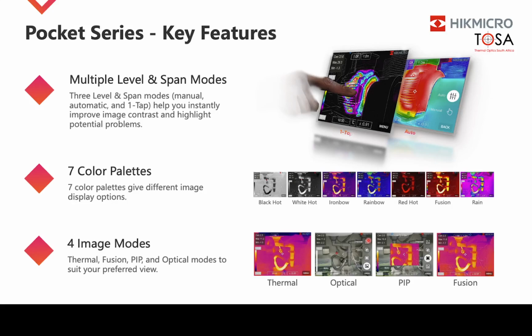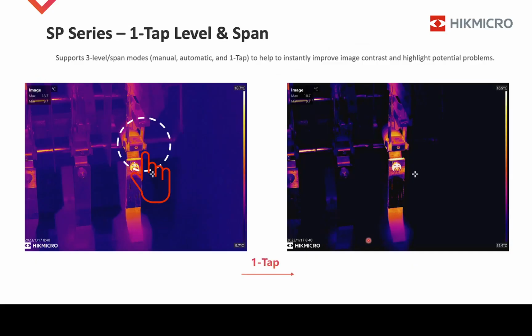I'm going to show you picture-in-picture mode, and then there's a mode called fusion, where we actually combine the visual lens, the normal optical lens, and the thermal lens, and we can blend in a certain amount of the thermal image onto the normal optical image. I spoke about the tap level.